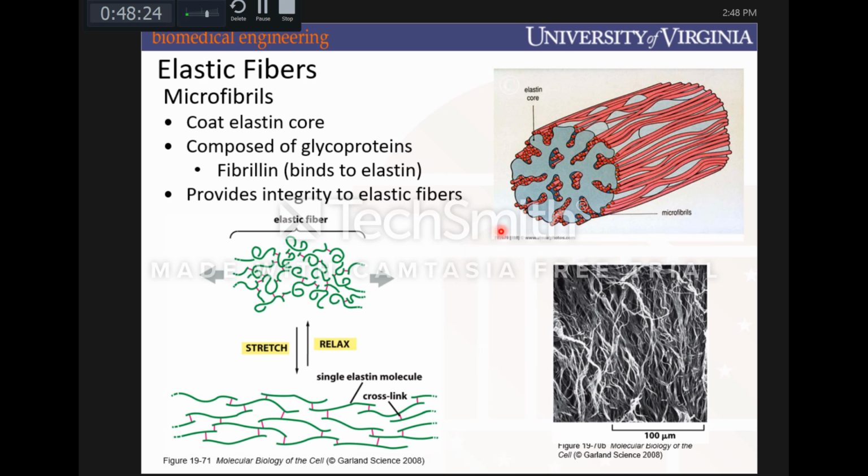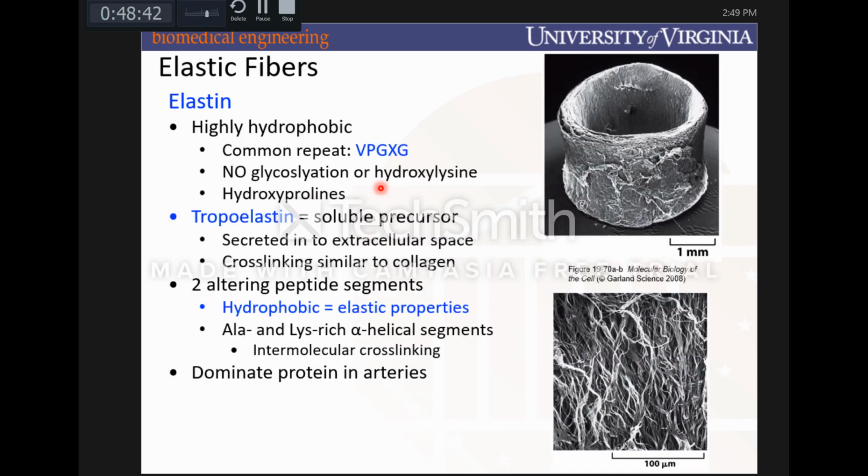That got a response, that's good. So talking about fibers, how elastin's organized, you've got an elastin core, and then it's glycoproteins, fibrillin, which binds to elastin. Yeah, question? Could you explain one more time how the hydrophobic property or the hydrophobicity gives it elasticity?